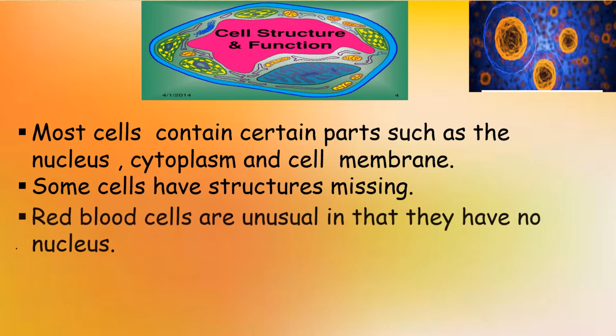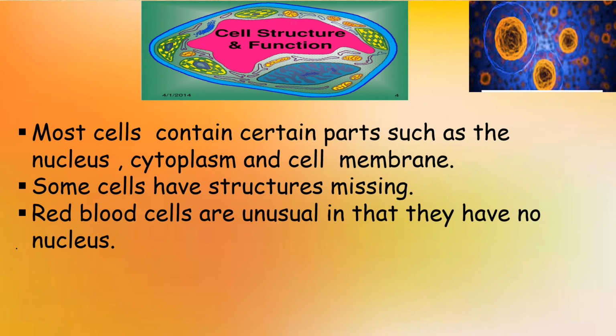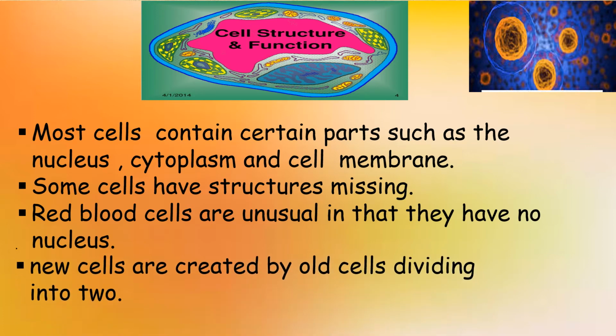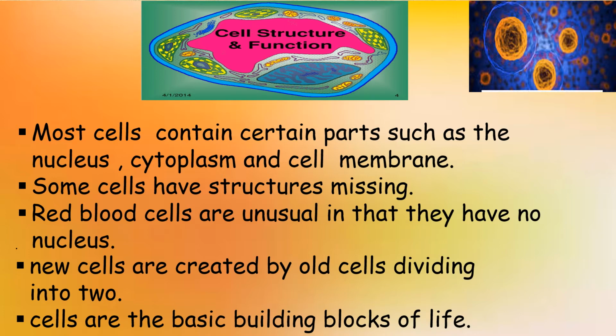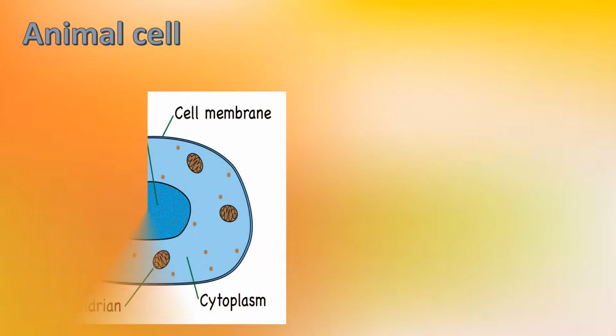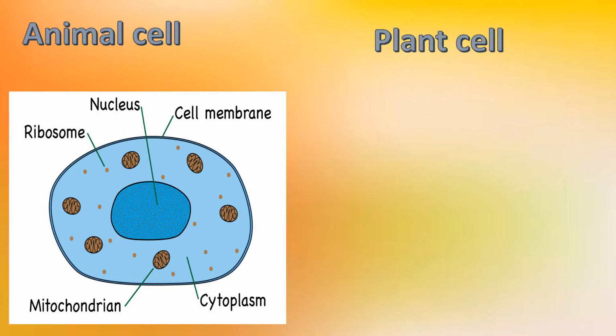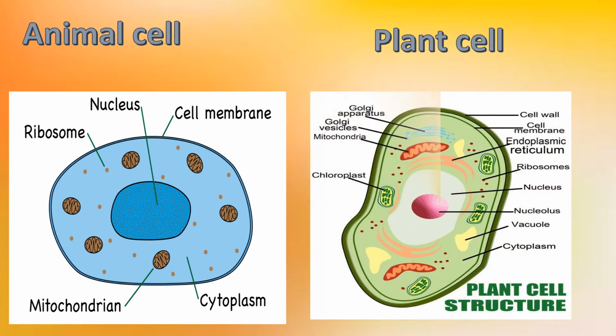Shall we see now? Red blood cells are unusual in that they have no nucleus. Red blood cells don't have a nucleus. New cells are created by old cells dividing into two. Cells are the basic building blocks of life. Children, now we will see animal cell and plant cell. Animal cell. Now look at the picture, children. Plant cell. Now see the picture.